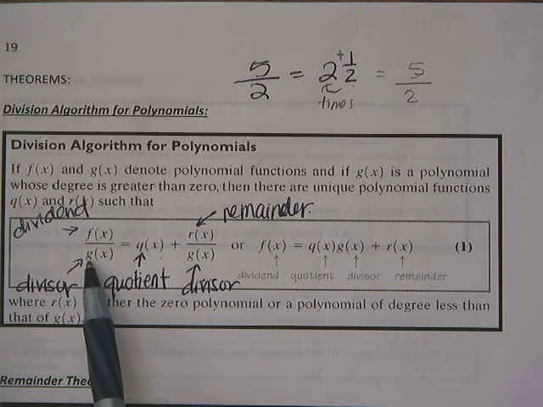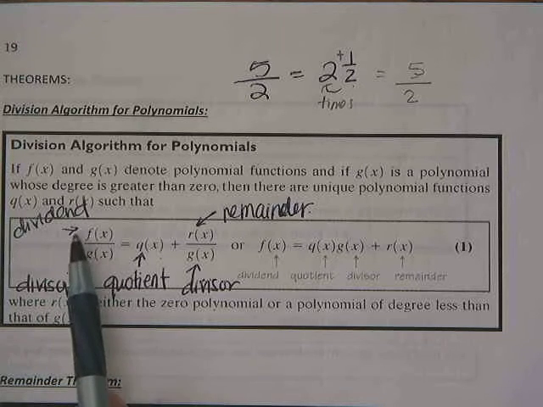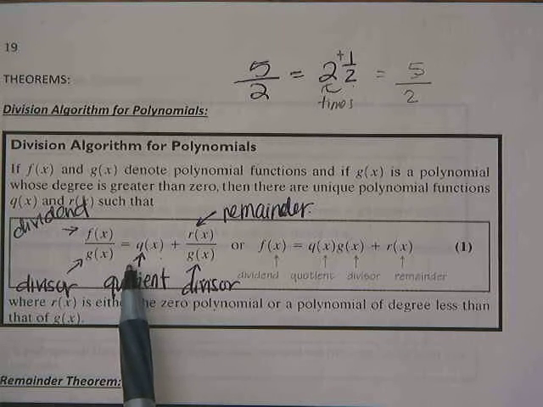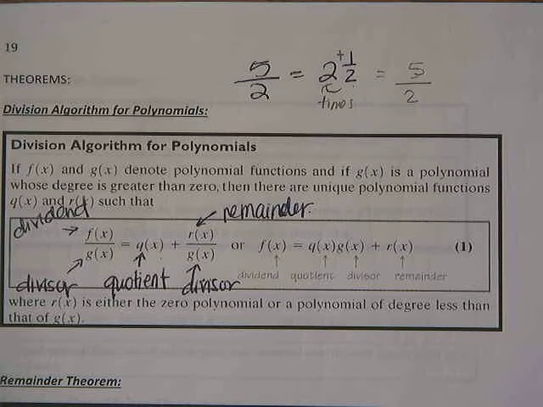The denominator is always going to be your divisor. The numerator is always going to be called the dividend. The answer to a division problem is always going to be called the quotient. Okay?